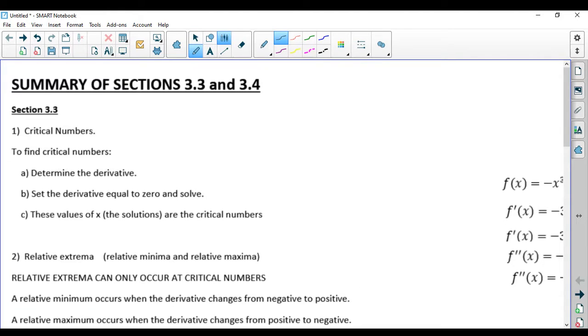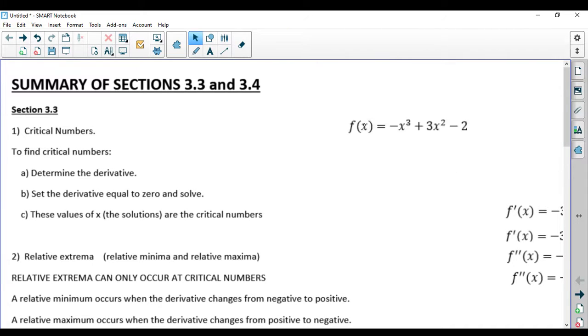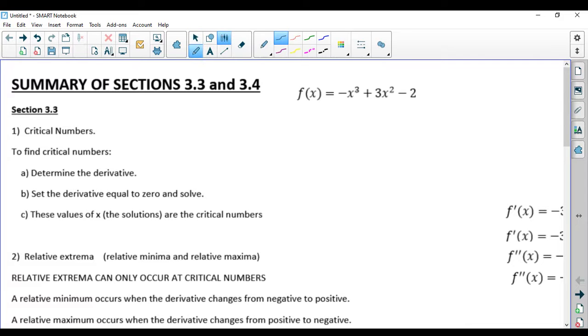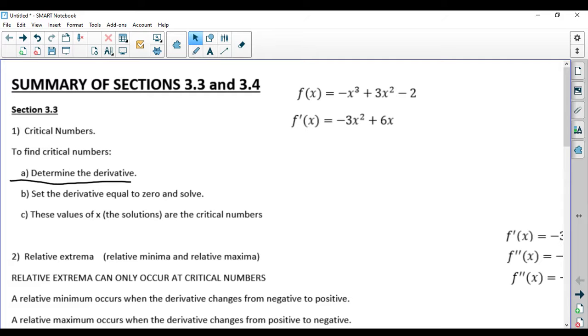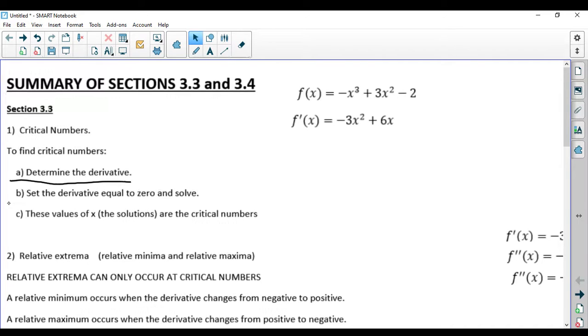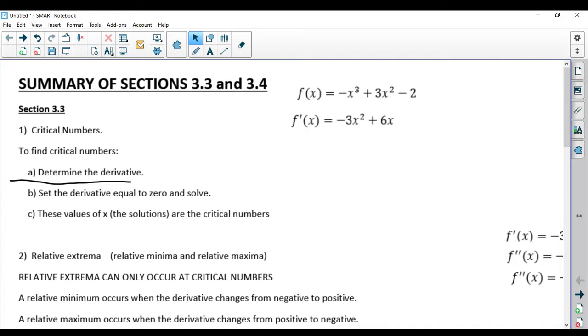We'll start with critical numbers. The function we're going to look at is this polynomial function. To find the critical numbers, first you determine the derivative. So the derivative is negative 3x squared plus 6x. Then you set the derivative equal to 0 and solve.